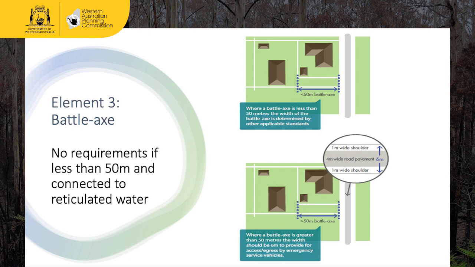There are no technical requirements where the battle axe leg is less than 50 metres from a public road and the house will be connected to reticulated water. If the battle axe is greater than 50 metres, which is measured from the public road to the effective lot area rather than the dwelling, then the battle axe is required to be 6 metres wide to allow for emergency services vehicles to enter and exit. The commentary within the explanatory notes still outlines that battle axe legs should be avoided if possible.